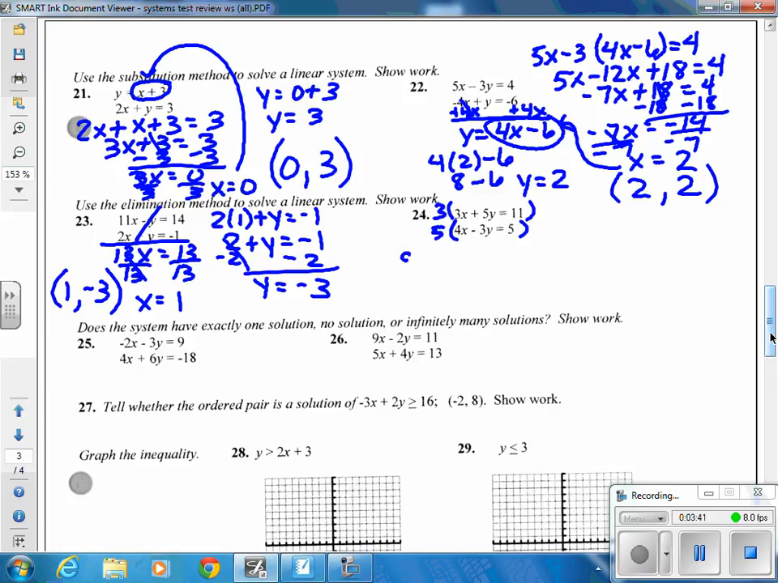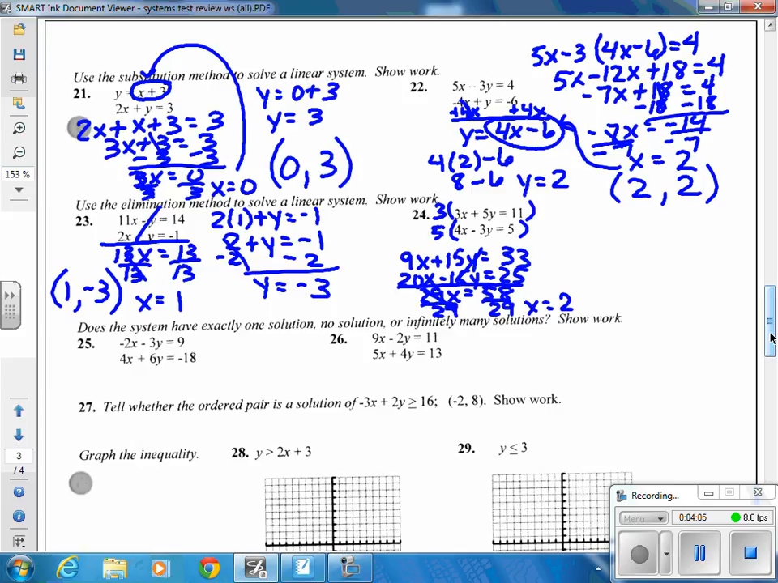Right, so that gives me 9x plus 15y equals 33 for the top. And then for the bottom, that'll give me 20x minus 15y equals 25. Okay, eliminate your y's and combine. 9x plus 20x is 29x. 33 plus 25 is 58. Divide by 29, and you get x equals 2.